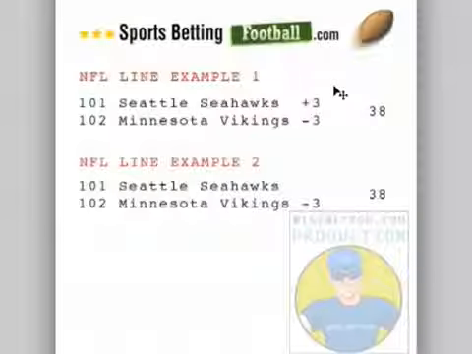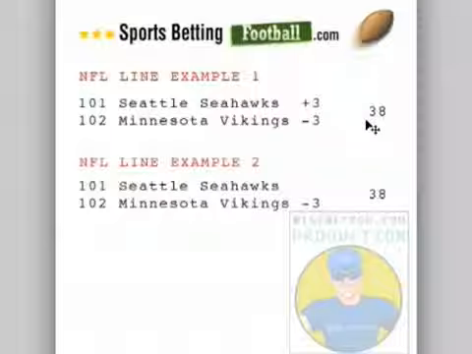Let's take a look over at this number on the side. This number can be pretty much located anywhere. It might be up here, it might be down here, but it's always on the side. This is the totals figure. And when you bet a total, you're betting either the under or the over. So in this case, it's 38. And the totals means the number that both sides combine for.